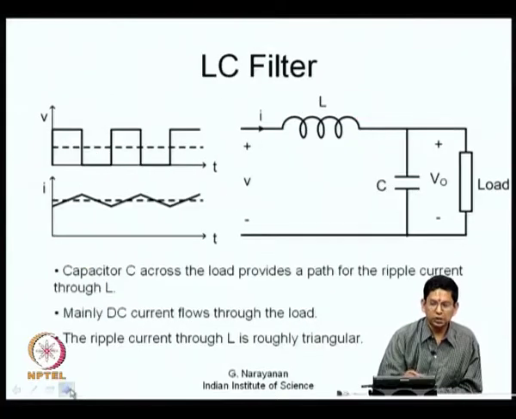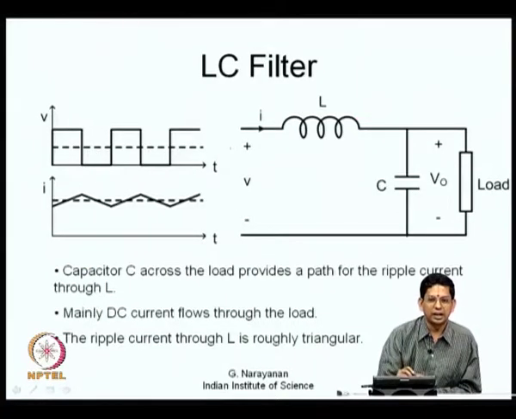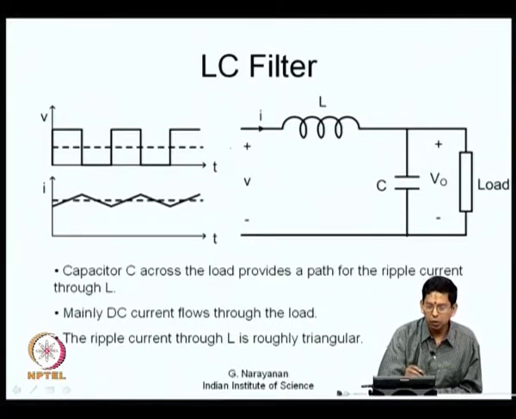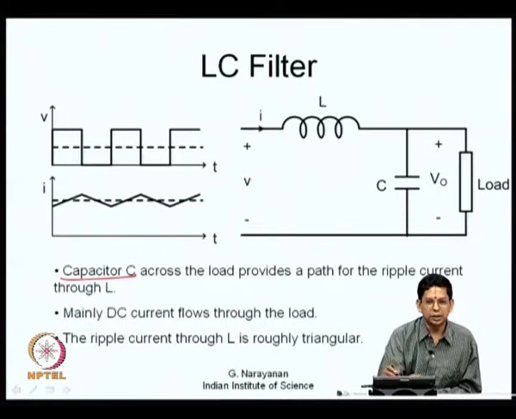A further improvement is possible if you go in for an LC filter. Now, you still have the same pulsed voltage waveform applied. You have an inductance here. In addition to that, you also have a capacitance. This inductance has DC current flowing through it and also a considerable amount of ripple flowing through it. What we can do is connect a capacitance C across this load. So, this will provide a path for the ripple that is flowing through this.